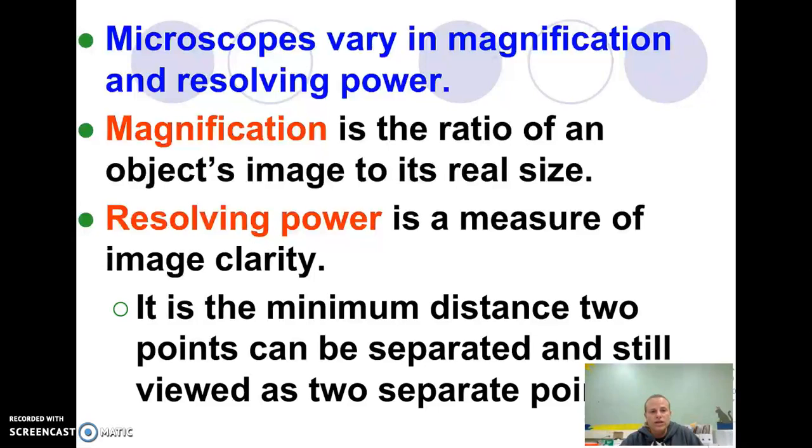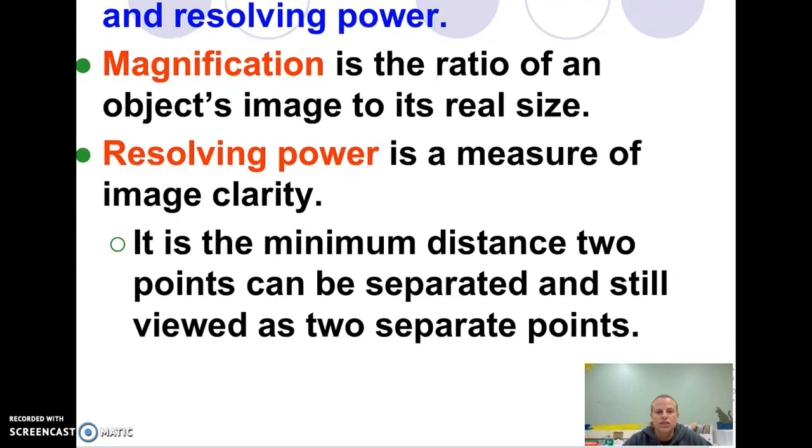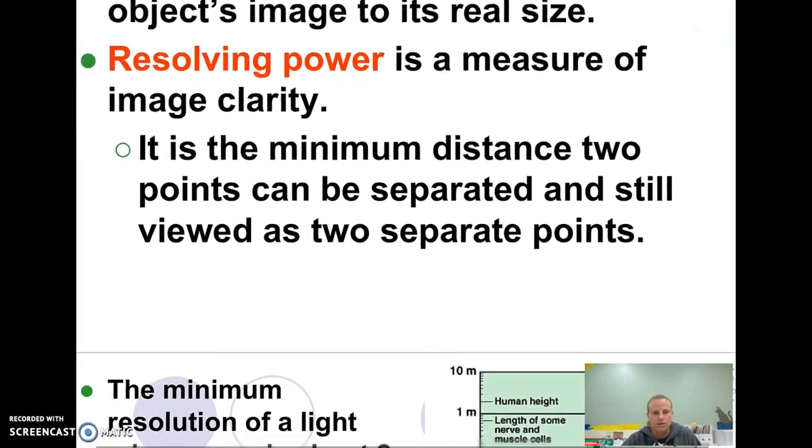Now, recently, we have been able to increase the magnification and the resolving power of our microscopes, where magnification just means the ratio of the object's image to its real size. So what do I see when I look inside the microscope relative to its actual size? And the resolving power is the measure of image clarity. In other words, what's the minimum distance that 2 points can be separated and still be viewed as 2 separate points?